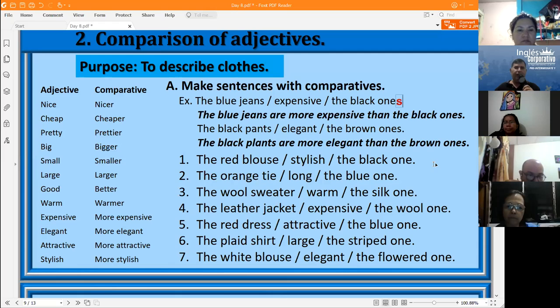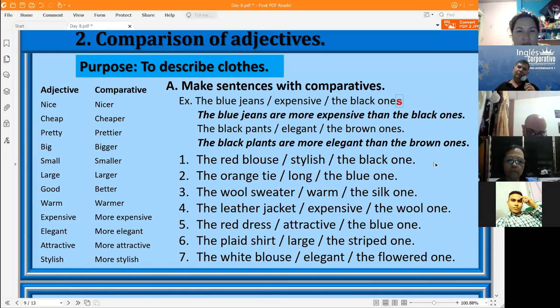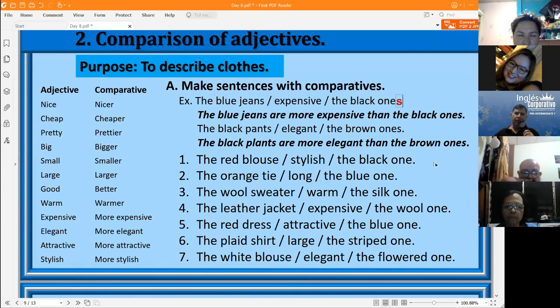Okay, thank you. Now, yes, Veronica, number three. The wool sweater is warmer than the silk one. Uh-huh. Yeah, very good. It's warmer than the silk one. Excellent. Very good. Thank you.